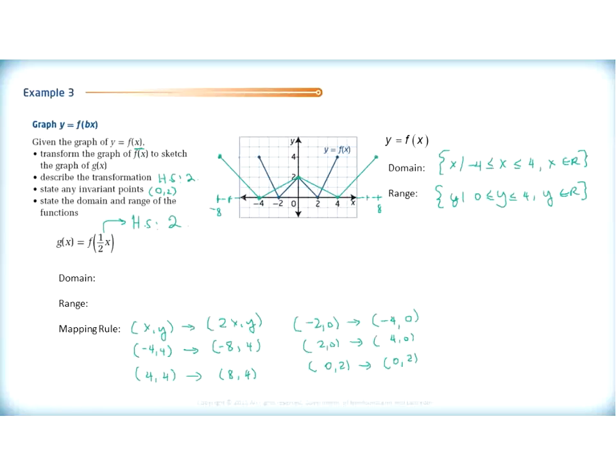Let's look at the domain and range of the translated function. The domain of the translated function is between -8 and 8. It's doubled horizontally, as you can see. And the range hasn't changed. The range is still between 0 and 4. And there is an example of a horizontal stretch of 2.